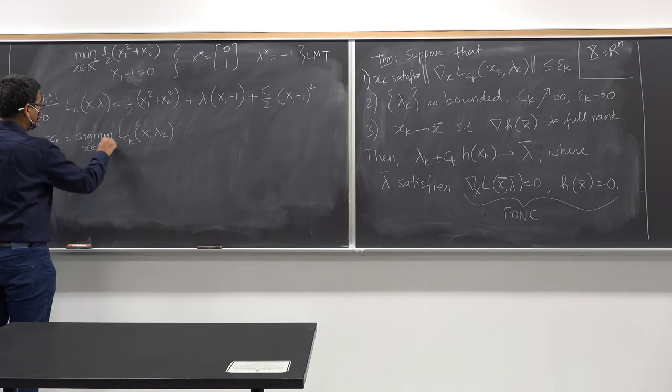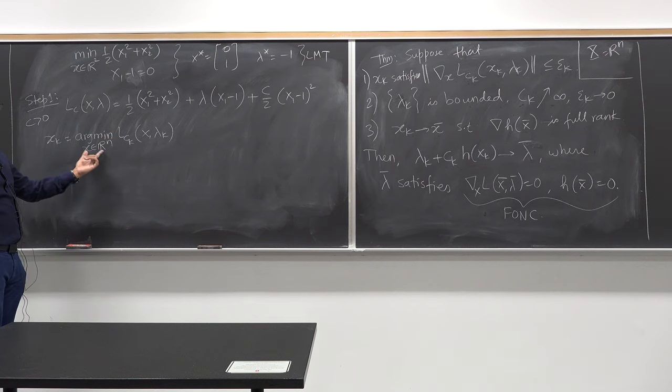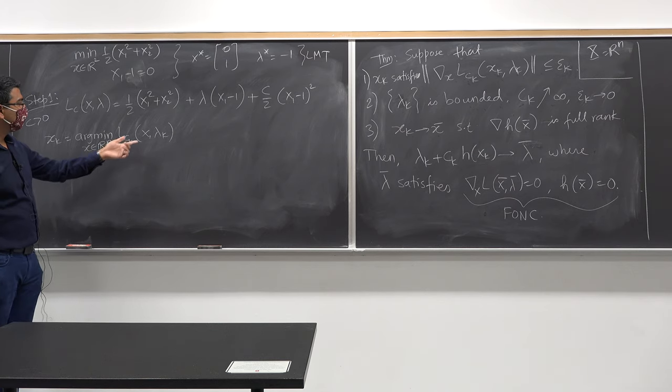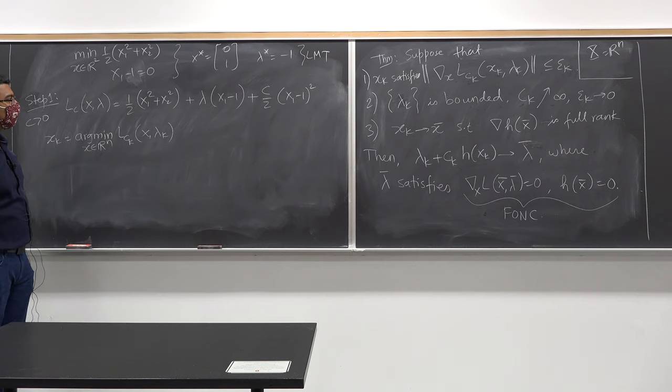So I need to compute the unconstrained minimum. I have a constrained problem, but here I have to solve an unconstrained problem for the augmented Lagrangian. So I can actually just take the first derivative, set it equal to 0, and I can get the value of xk. So let's compute the first derivative. Let me put it as step 2. So gradient of x L_ck.